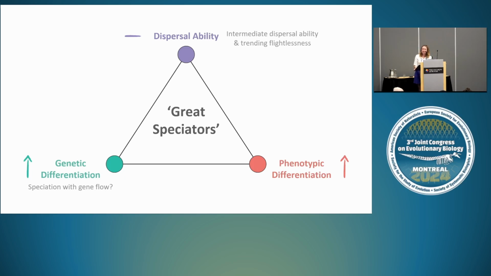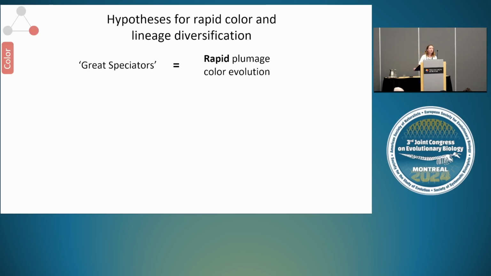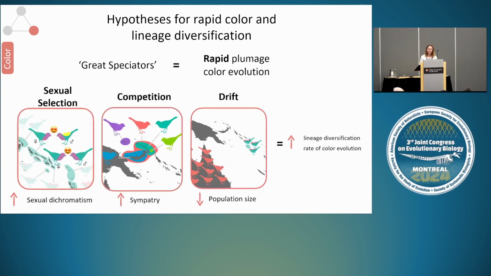Now, what about phenotypic differentiation? The defining characteristic of the great speciators is their incredible phenotypic diversity across island systems, and this has been focused predominantly on feather pattern and color.